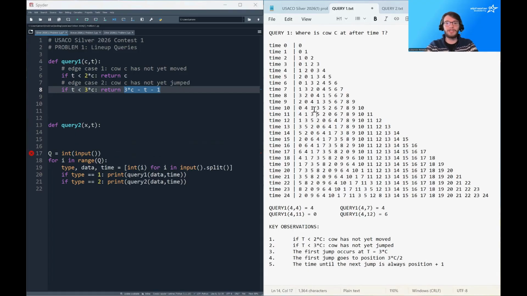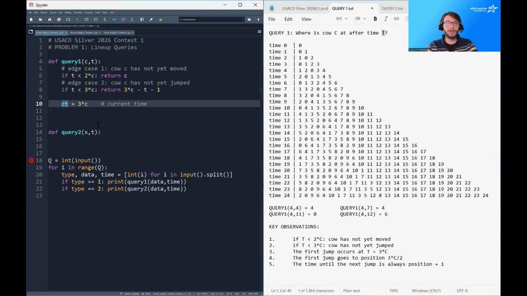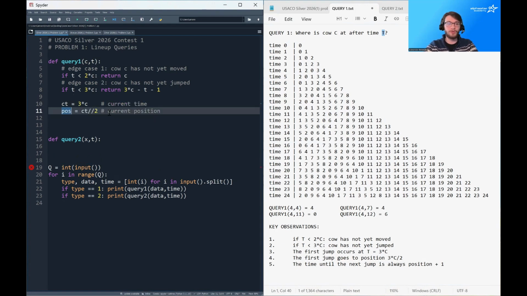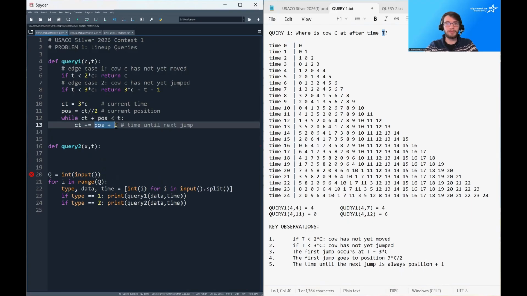If I'm not in one of these edge cases, then I have jumped, and I just need to see how many jumps it takes until I reach approximately t. So I'm going to create a variable called ct, which represents the current time, and pause is going to represent the position. Our first jump happens at time c times 3, and its current position is exactly half of that. So the amount of time it takes until the next jump is going to be pause plus 1.